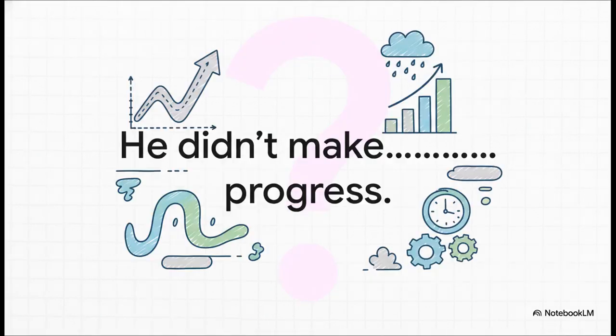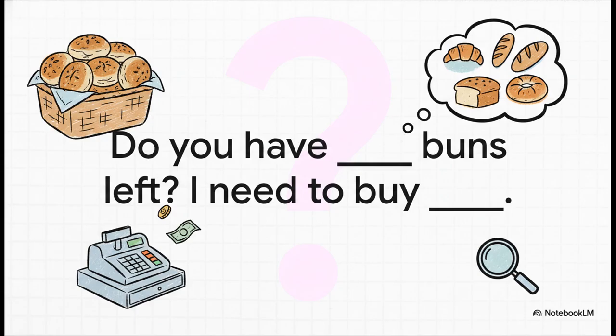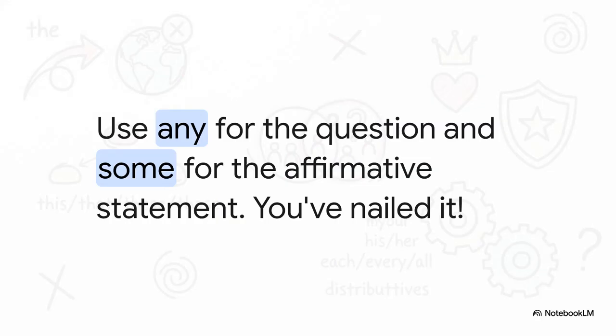All right, next question. Think about the noun here. Is progress something you can count? Exactly. The answer has to be much. Progress is an uncountable noun, so we have to use much, not many. You're doing great. And for our last practice question, we've got a sentence with a question and then a statement. Time to test your some and any knowledge. Let's go. Perfect. Do you have any buns left? Because it's a question. And I need to buy some, because that's a positive, affirmative statement.